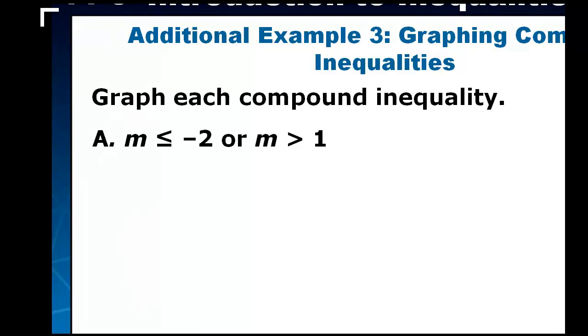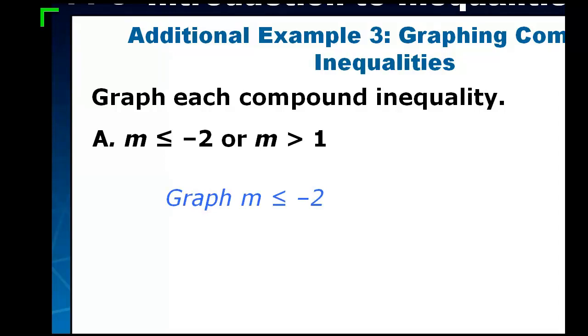I have a compound inequality. Let's graph a compound inequality. It's just a little harder, so let's see how to do it. If I have m, it's a variable. I don't know what this variable is. So I have m smaller than or equal to -2, or m bigger than 1.